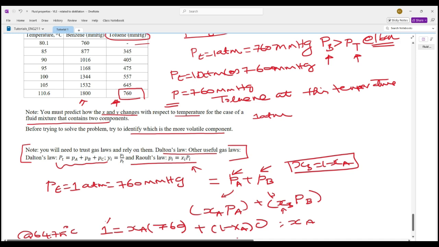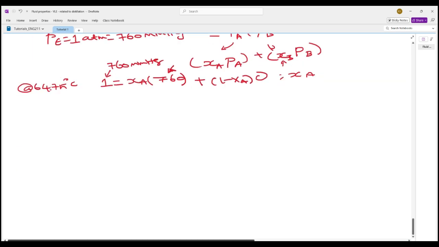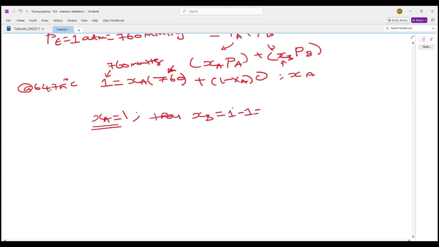Okay, sorry, this shouldn't be 1. This is 1 atmosphere. Change this to 760 millimeters of mercury, because we are expressing the pressure in terms of millimeters of mercury. Okay, so let's go down. If you solve this one, you will get XA equal to 1. So if XA is equal to 1, then XB should be equal to 1 minus 1, which makes it 0.